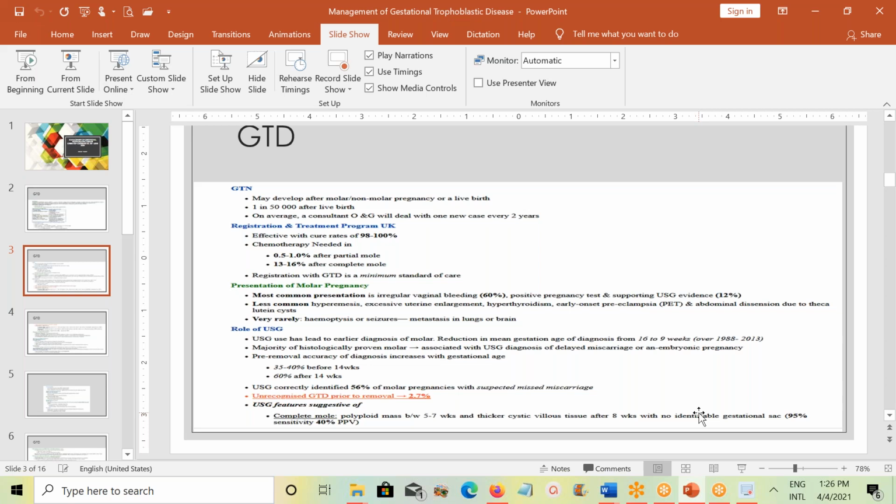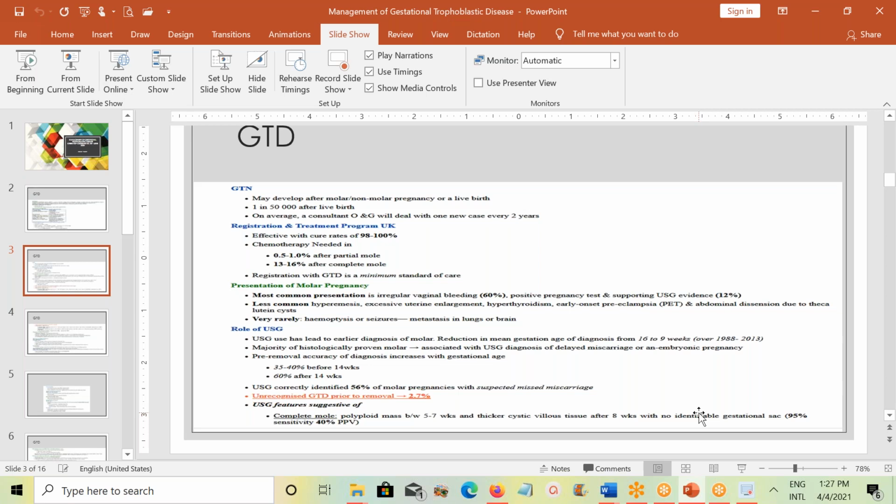Very rarely, if the lungs have been involved, the patient can have hemoptysis, or she can also have seizures if the brain tissue has been involved, when the bunches of tissue have detached and entered the circulation and reached the CNS.